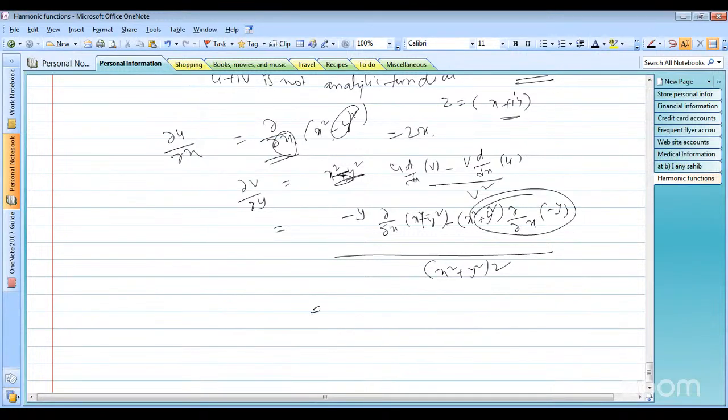So again we are taking here minus of y, dou by dou x of x square. So therefore we are writing here 2x, x square plus y square, y square is 0. So therefore in simplification here we get x square minus y square by x square plus y square. We are writing the simplification here.